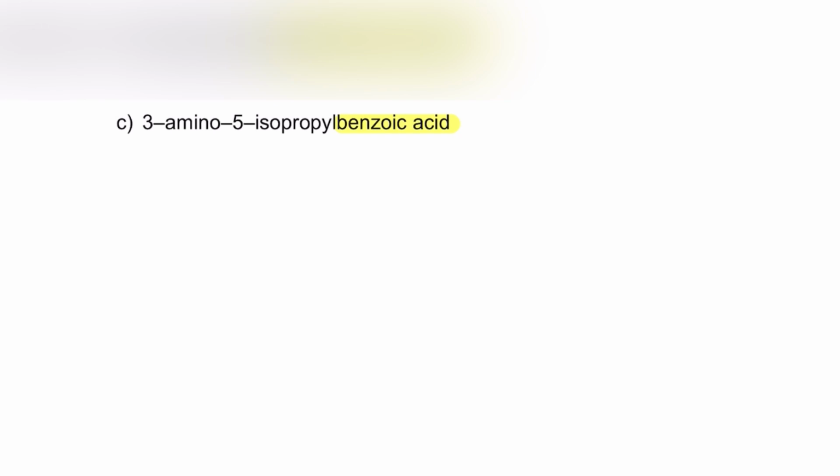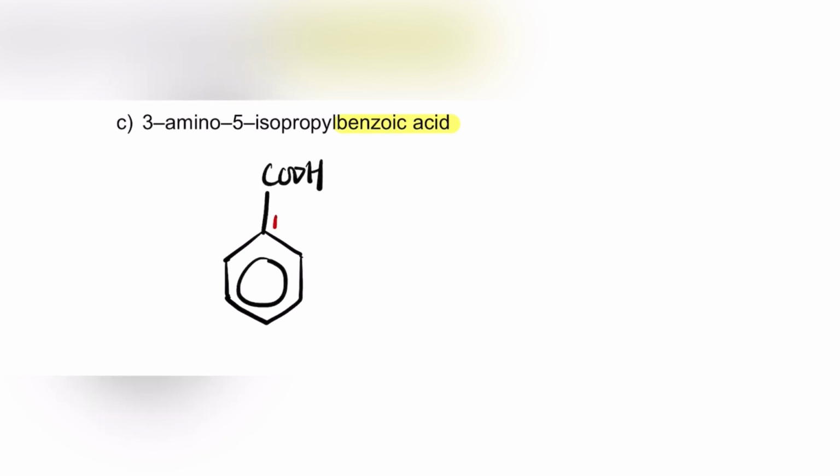So this is an aromatic carboxylic acid. Draw the aromatic ring first. And then automatically at the first carbon, you have COOH. So label the numbering. And then next one, it asks you about the position of carbon number 3. You have amino. So put the bond first, attached to NH2. And then at position carbon number 5, you have isopropyl.